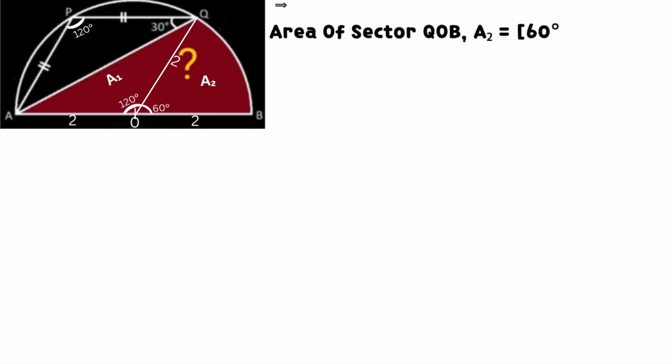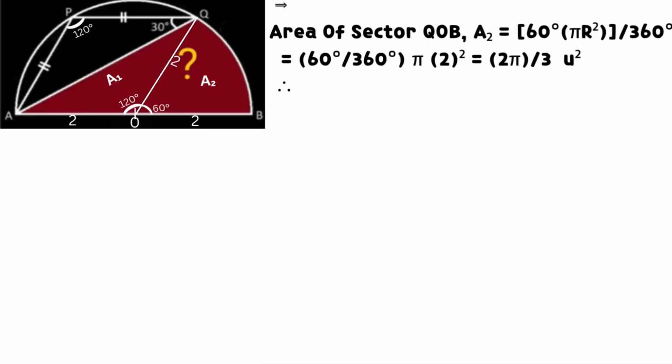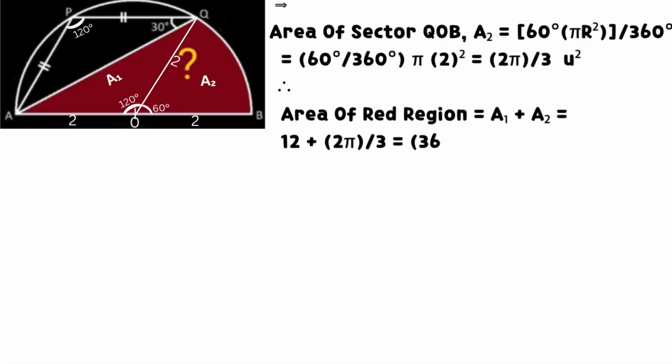This implies that area of sector QOB, A2, equals 60 degrees times pi multiplied by the square of r, all divided by 360 degrees, which equals 2 times pi, all divided by 3 in square units. Therefore, area of red region equals the sum of A1 and A2, which equals 1/3 of the sum of 36 and 2 times pi in square units.